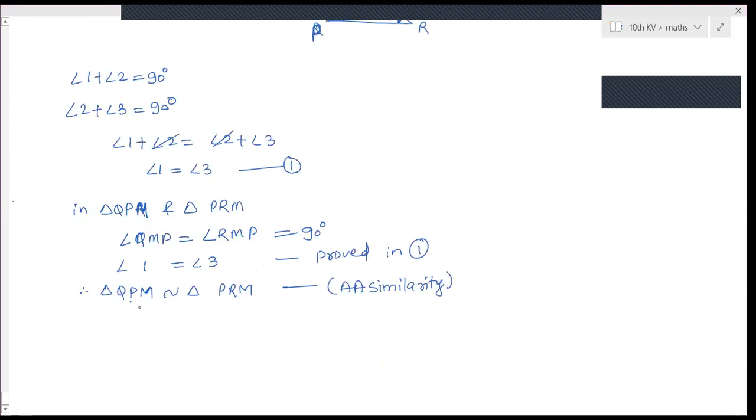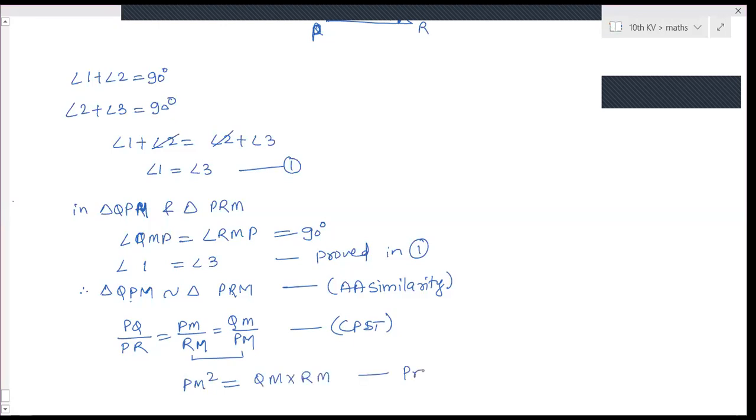And then take the ratios. QP, that is PQ by PR, is equal to PM by RM, that is equal to QM by PM. Is it clear? Yes, ma'am. And then cross multiply: PM into PM, PM square is equal to QM into RM. Proved.